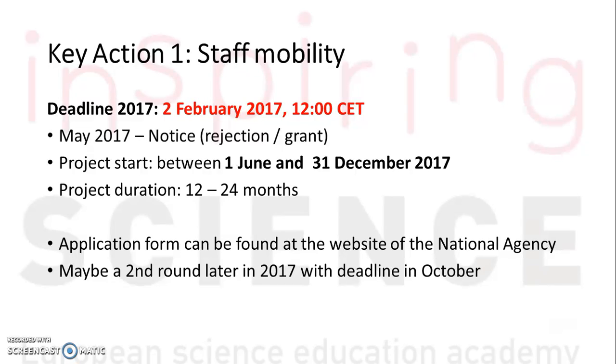It's best to prepare your application as soon as possible. If you have not already started, maybe discussing it internally in your school, and maybe make sure to submit the application 1 or 2 days earlier, because usually the online system, if everybody is submitting in the very last minute, has some problems processing all the uploads.